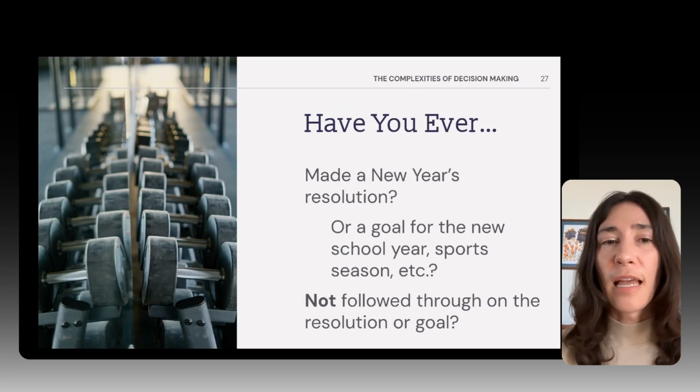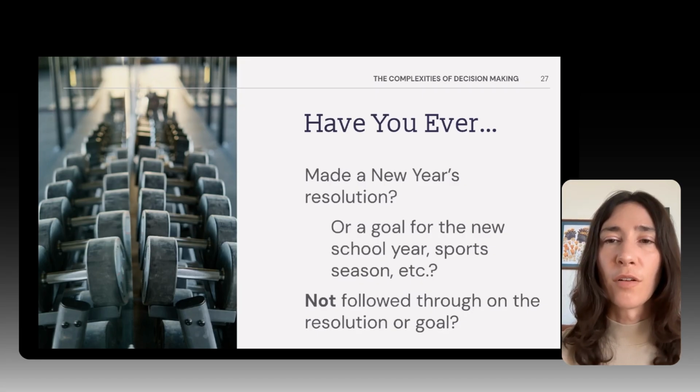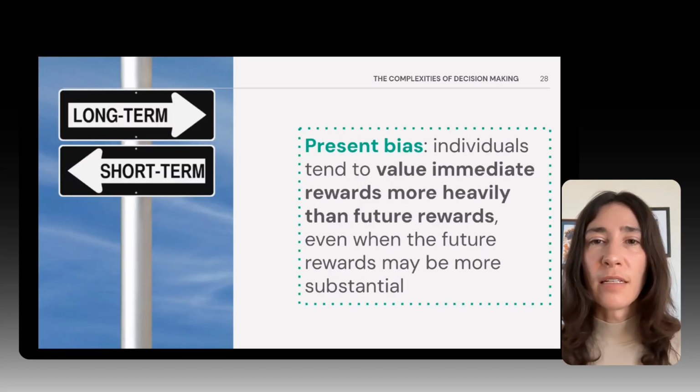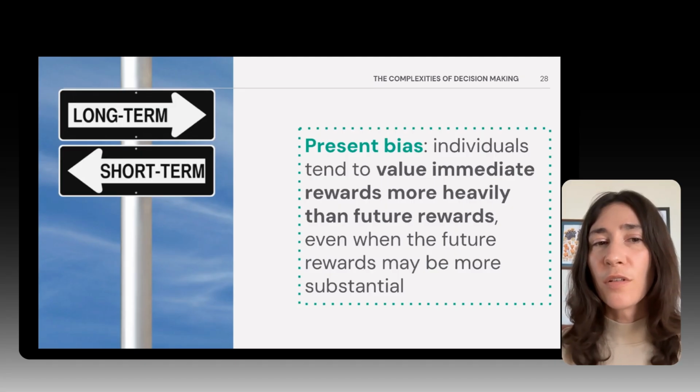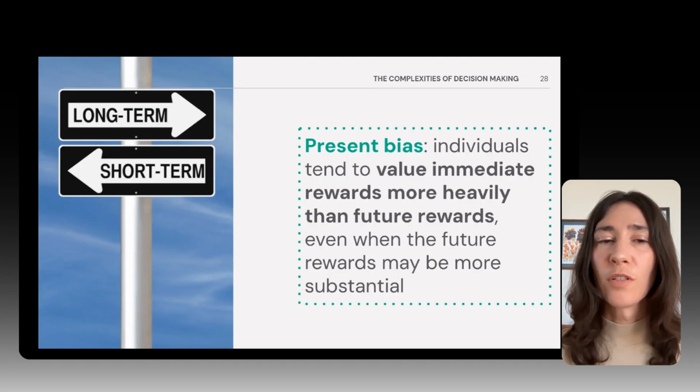Our next question is, have you ever made a New Year's resolution or goal and not followed through on the resolution or goal? And we'll have a conversation about that, and then talk about why that's an example of the present bias, where individuals tend to value immediate rewards more heavily than future rewards, even when the future rewards may be more substantial.